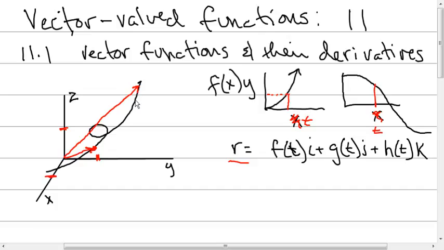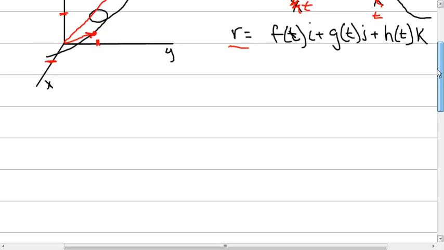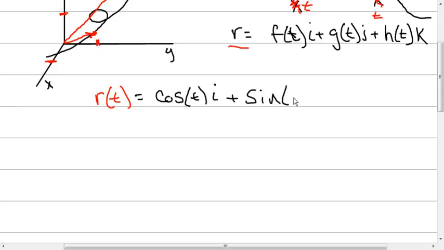Now, let's just try one here just for fun, to give you a feel for it. It's in your book. r of t is equal to cosine of t i plus sine of t j plus, and then we'll just make this t k. Now what is this going to look like?